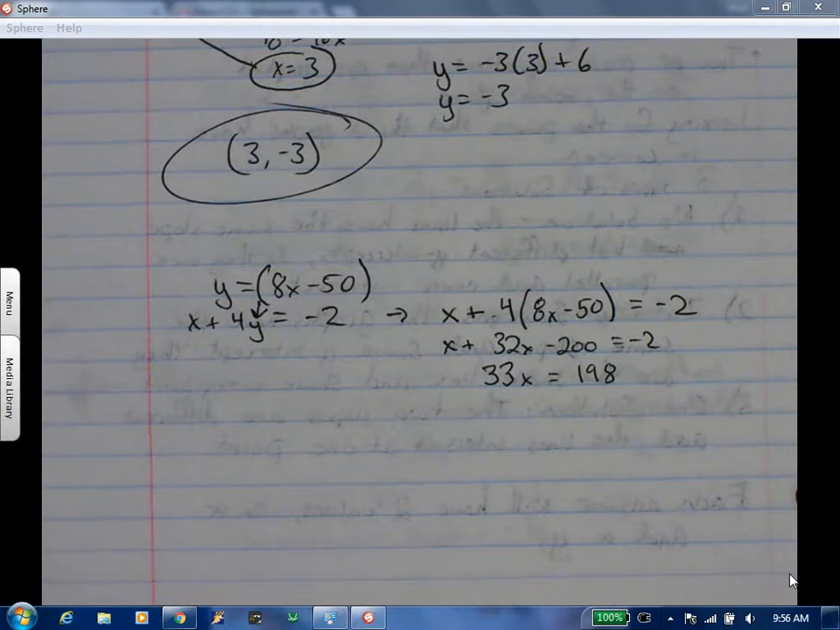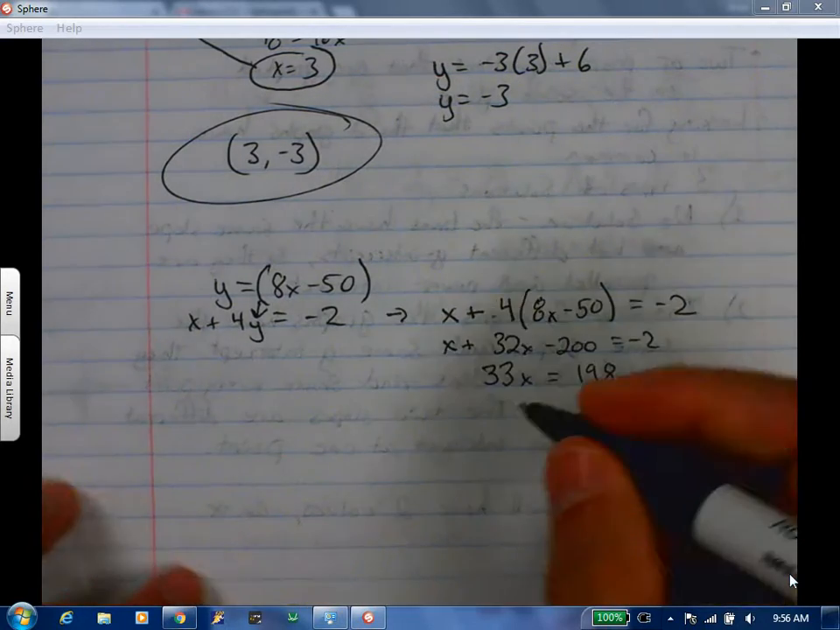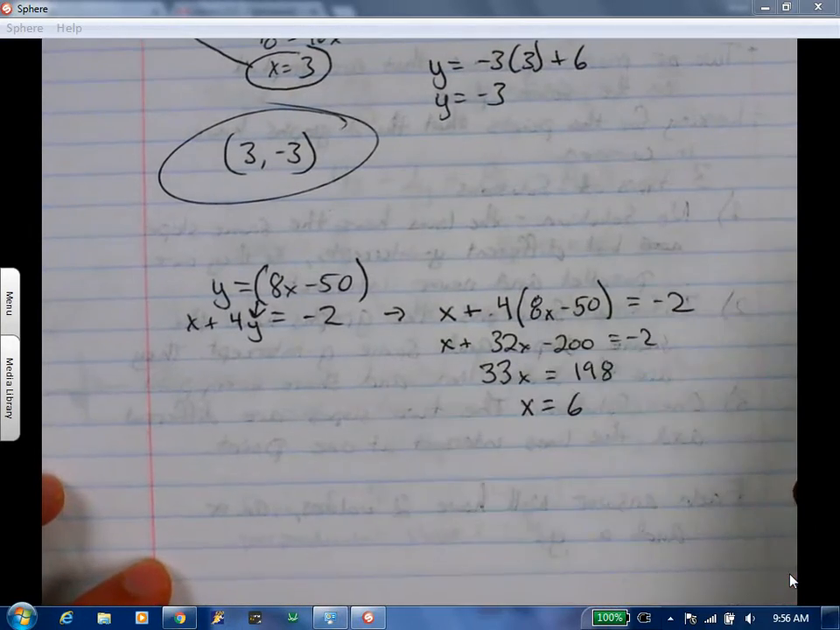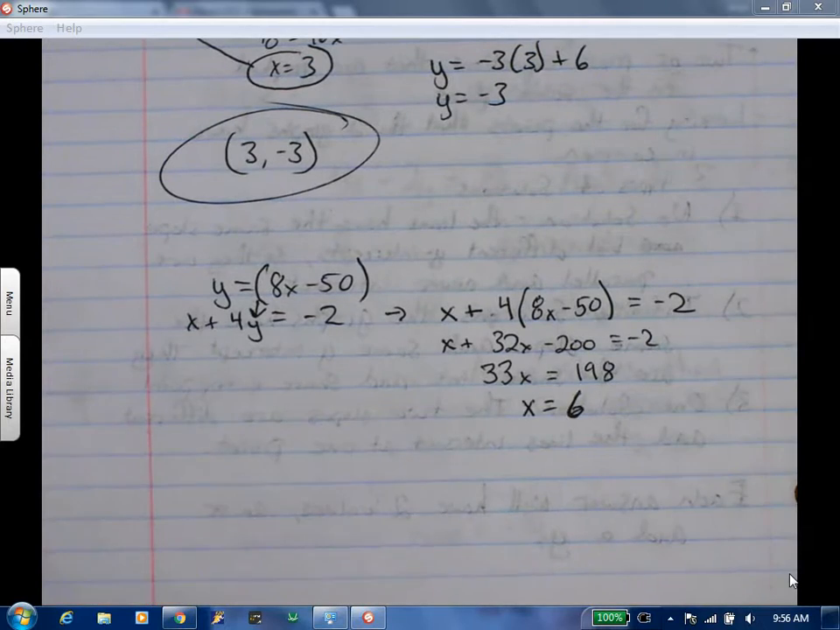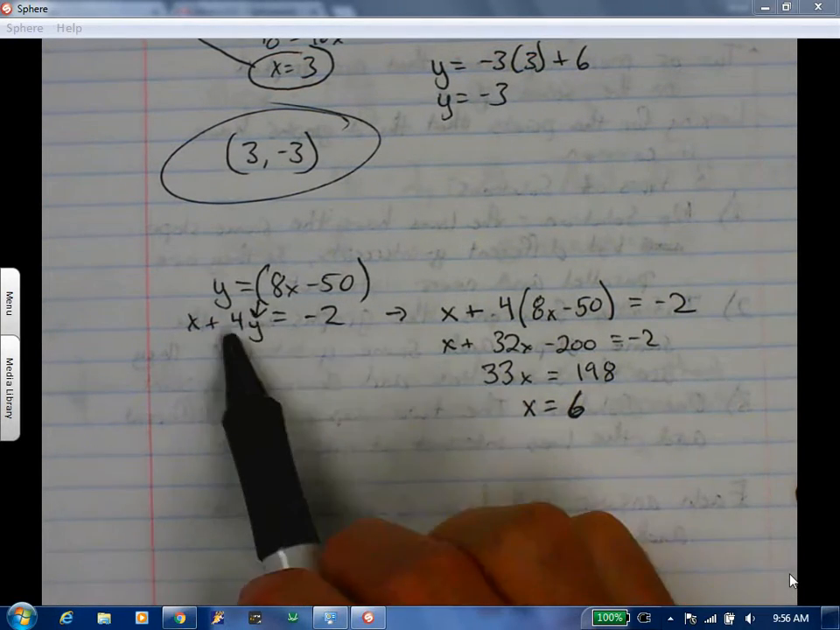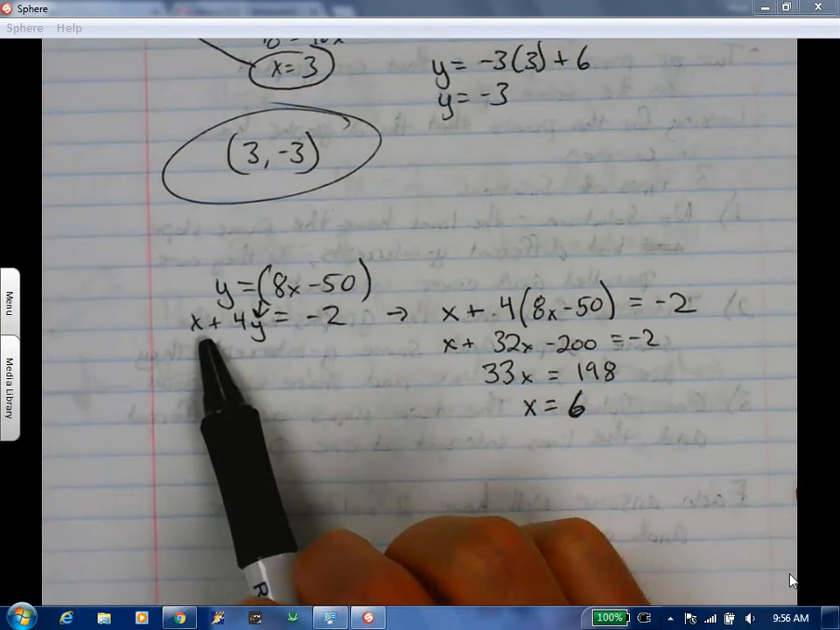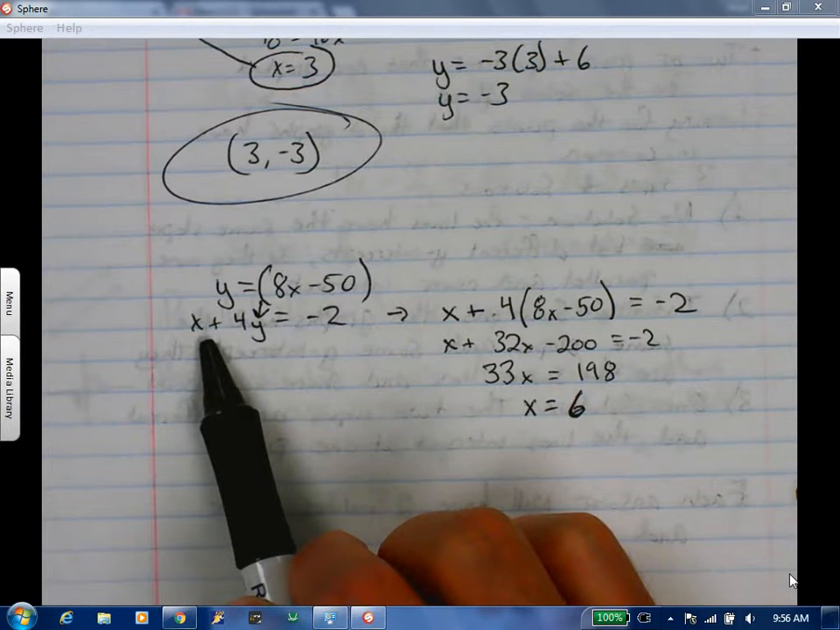Now, when we go back up, it doesn't matter which equation we go into. We take this x equals 6. Can I go into the first one the same as the second one? Yes. So it can go into either one. Now, one is usually easier than the other. The one that's already y equals, that's the easier one. This one, if you plug it in, you'll have to solve for y, move across the equal sign. So that's the easier one to go into. Y equals 8 times 6 minus 50. That's 48 minus 50, which is negative 2. So we get 6, negative 2 as your answer.